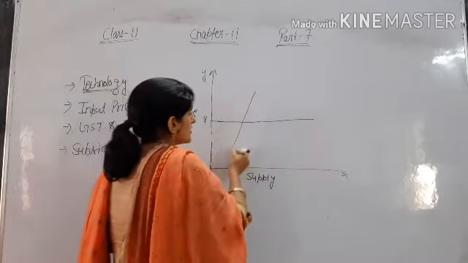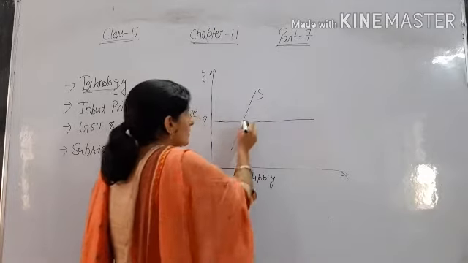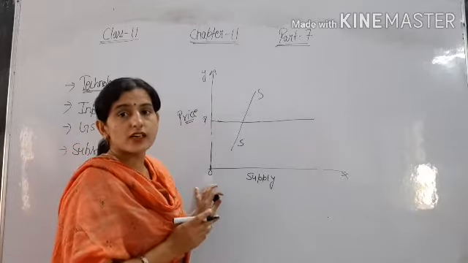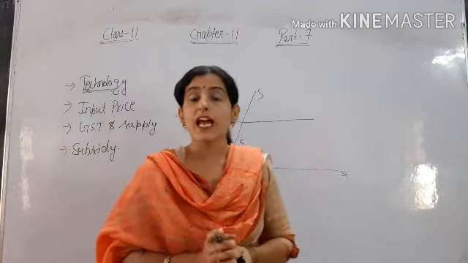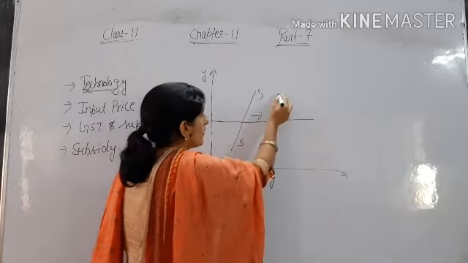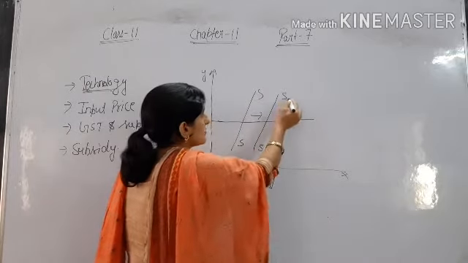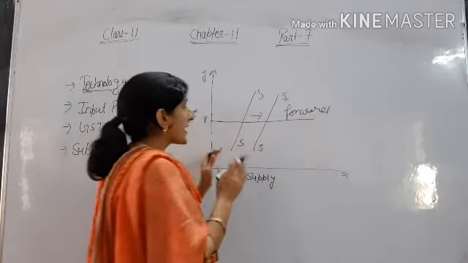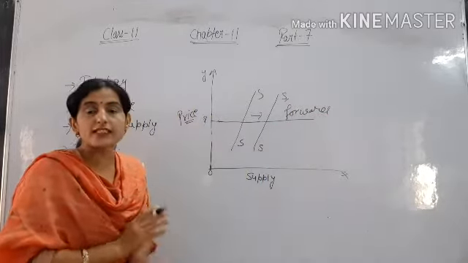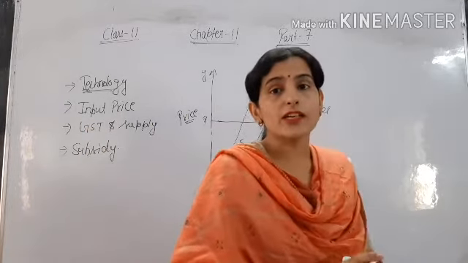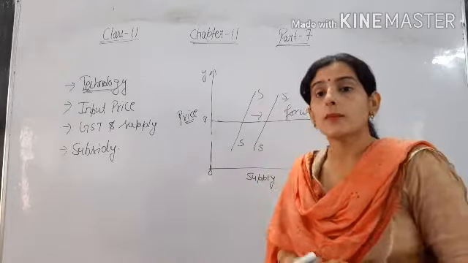Okay, so this is our supply curve. Now a subsidy is given to the producer, so the producer will supply more goods at the same price. So the supply curve shifts forward. It becomes SS1, because the producer is supplying more quantity of goods at the same price due to the subsidy. A subsidy is given by the government to the producer on the production.